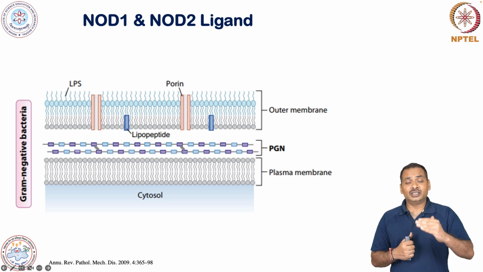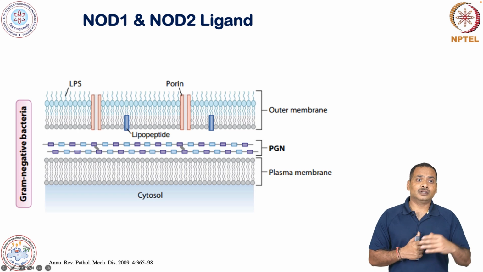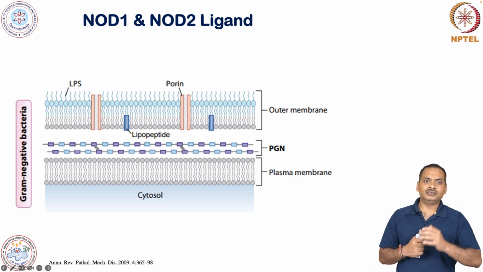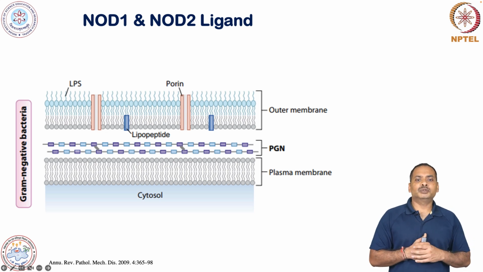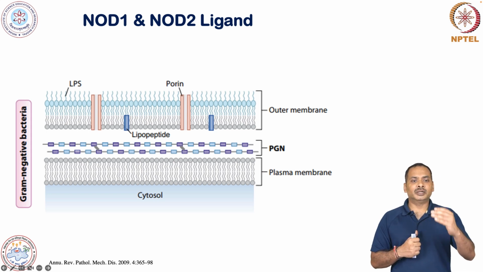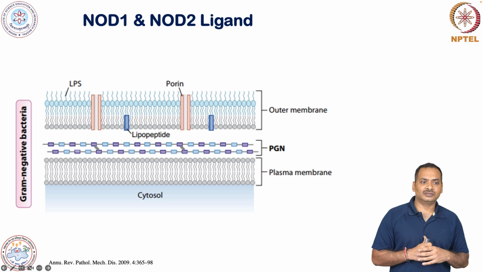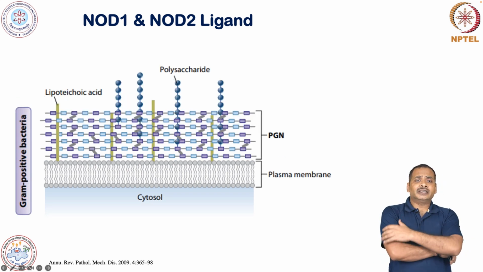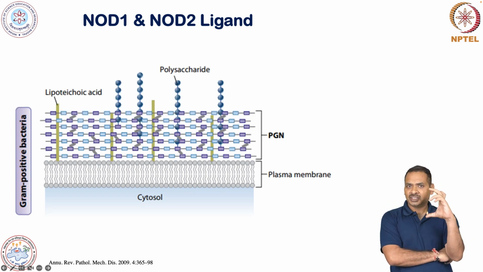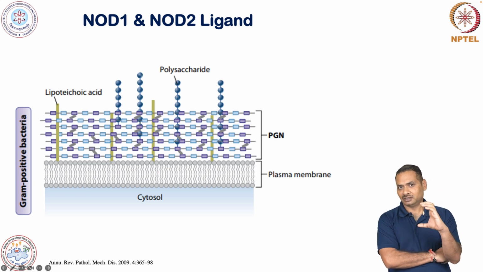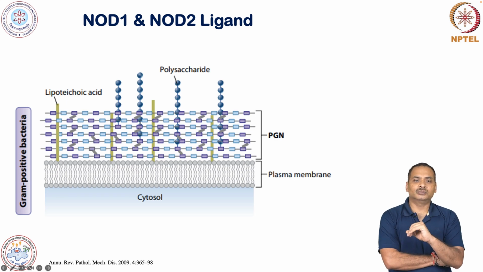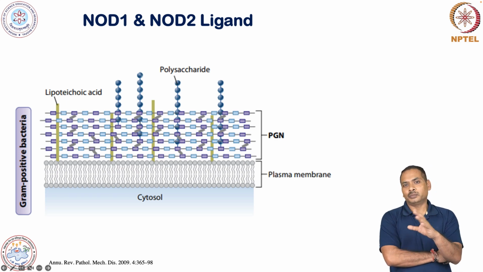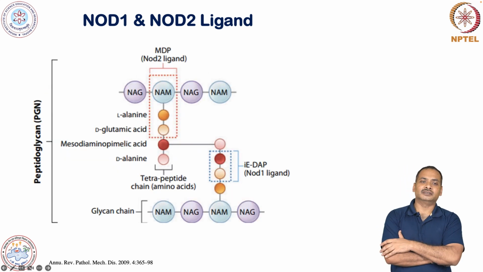There is an outer layer, an outer membrane which contains LPS, and there are other things like porin and lipopeptide, and there is a peptidoglycan. Then there is a plasma membrane in the case of gram-negative bacteria. In gram-positive bacteria, there is a very thick peptidoglycan layer which makes the cell wall, with some projections of polysaccharide, and of course below the peptidoglycan there is a cell membrane.